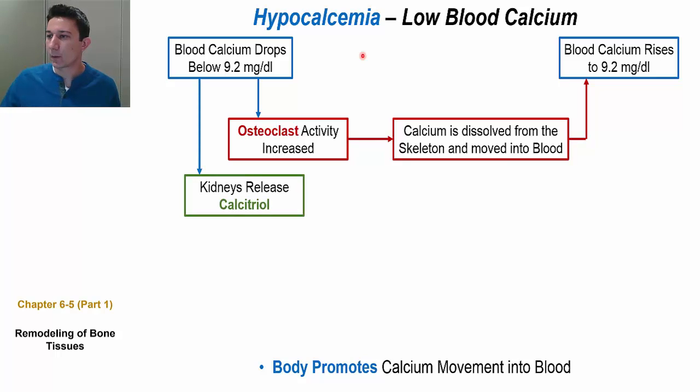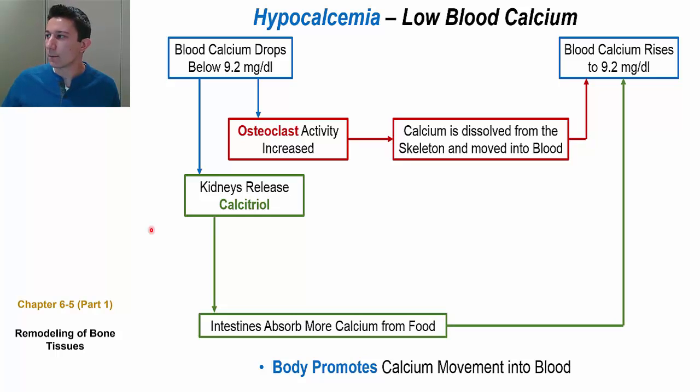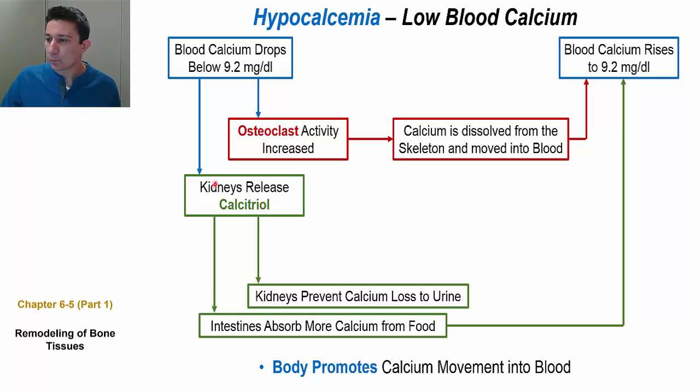But this initial blood calcium drop also triggers the kidneys to release a hormone called calcitriol. And calcitriol has a couple of different effects on the body. One, it affects the intestines. So the intestines, when they receive this calcitriol signal, are essentially stimulated to absorb more calcium from our diet. That is, they're going to absorb more calcium that we've ingested. And so that's also going to help raise our blood calcium back up to that critical level of 9.2 milligrams.